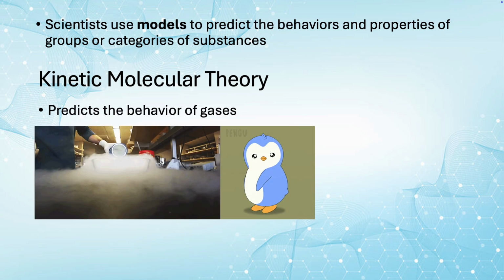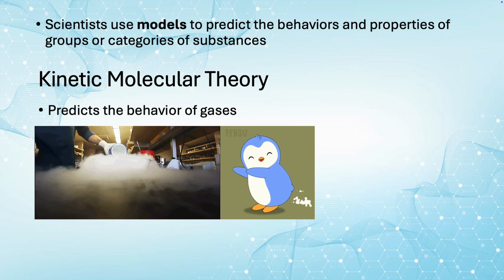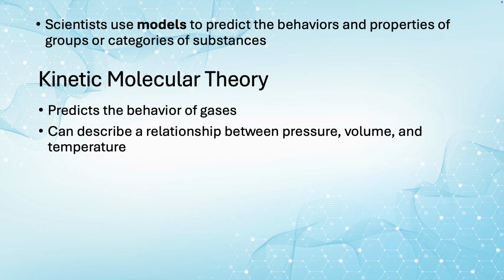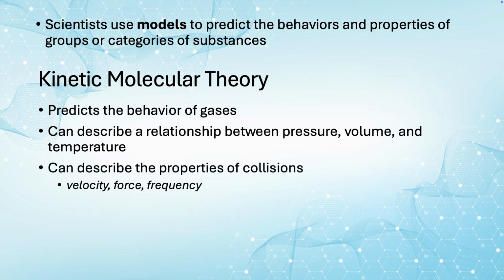Remember from your middle school science class that gases are the invisible form of matter that have no definite shape or volume. We're going to remind ourselves in depth of the different types of matter in a later unit. The kinetic molecular theory of gases can describe a relationship between measurements like pressure, volume, and temperature, as well as the properties of collisions like velocity, force, and frequency. In the last video, we talked about measurements of pressure, volume, and temperature. If you haven't watched that video, make sure to check it out before moving on.